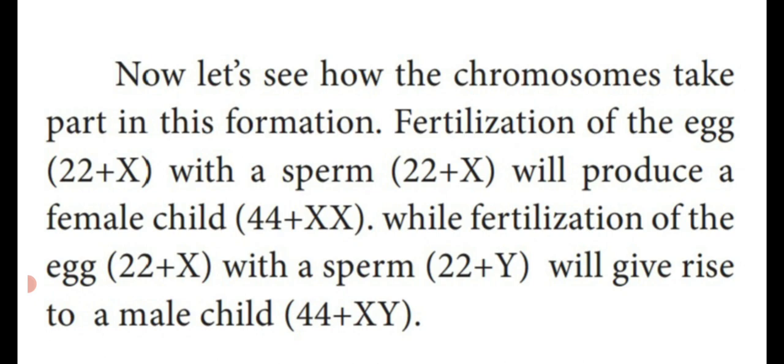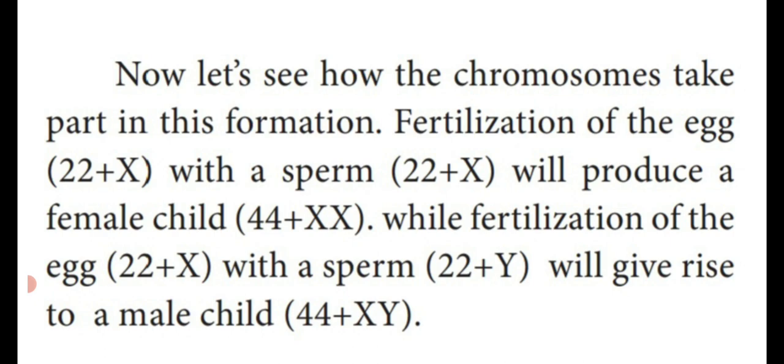So that means one sperm with 22 plus X. If they are fused together, the newly formed baby is known as the female child. That is 44 plus XX. While fertilization of the egg, 22 plus X, with the sperm 22 plus Y, will give rise to the male child, that is 44 plus XY. That is the sex determination that occurs in human.